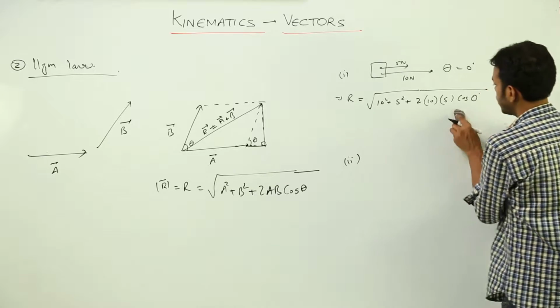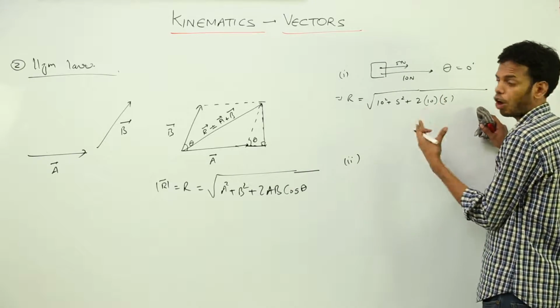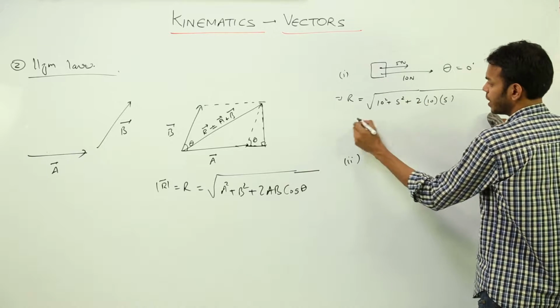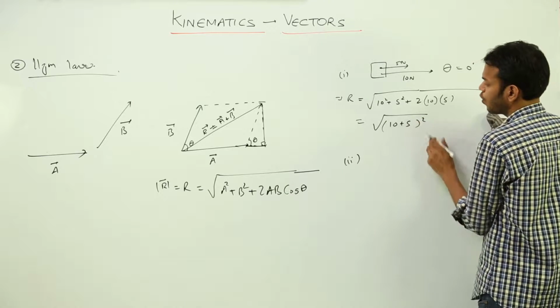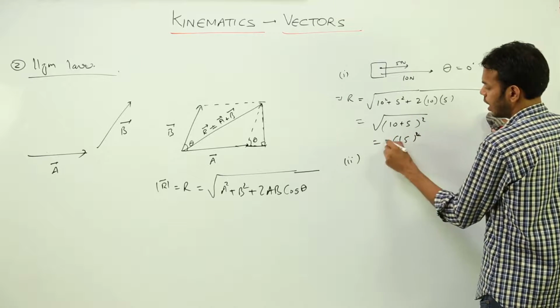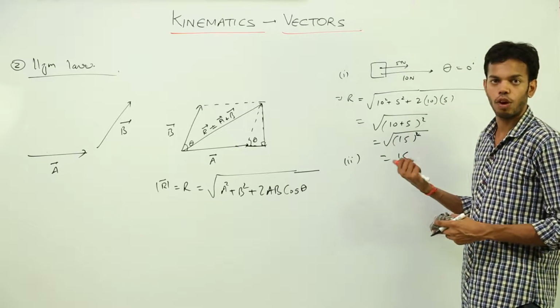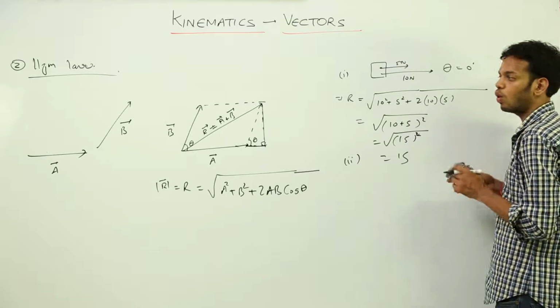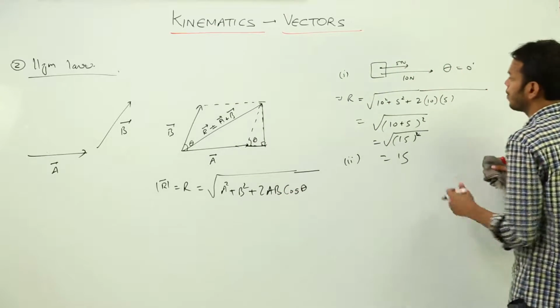Cos 0 is 1, so this is removed. This whole thing is in the form of a square plus b square plus 2ab, which is the (a plus b) whole square formula, which is 15 square under root, so basically 15. So even if you apply the formula, you will get the same result. What we did there was in accordance with the resultant formula.